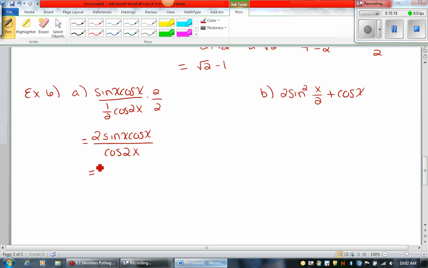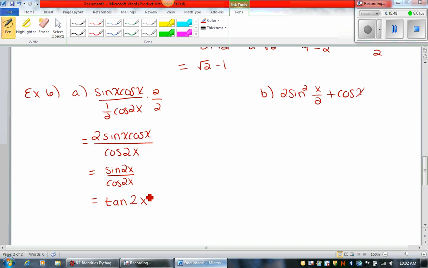Now, I know 2 sine x cosine x is an identity. That's sine 2x over cosine 2x. Sine over cosine is tangent. It's okay if it's 2 times the angle; that's not going to make a difference. So it's going to be tangent of 2x. We're just going to keep that in there.